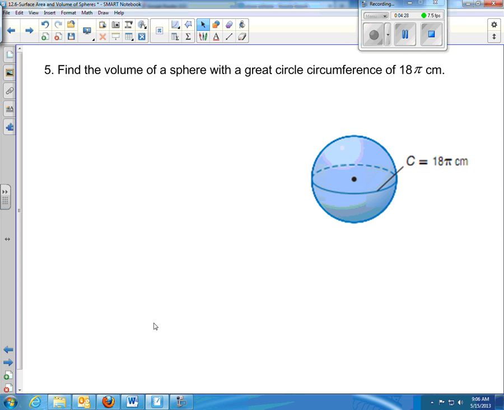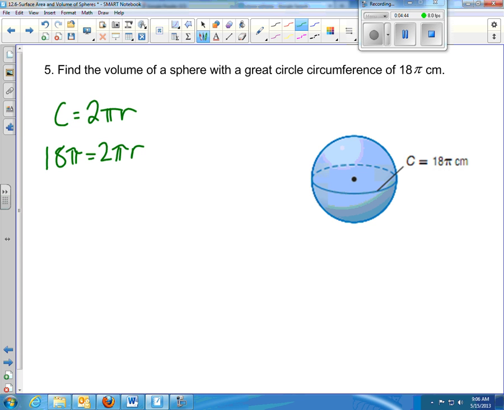Problem 5. Find the volume of a sphere with a great circle circumference of 18 pi centimeters. All right, so think about again, circumference is 2 pi r. So we're going to set 18 pi equal to 2 pi r. Right away, I see that I have pi on both sides that will cancel, and we're left with 18 equals 2r. So divide 18 by 2, and our radius is 9.